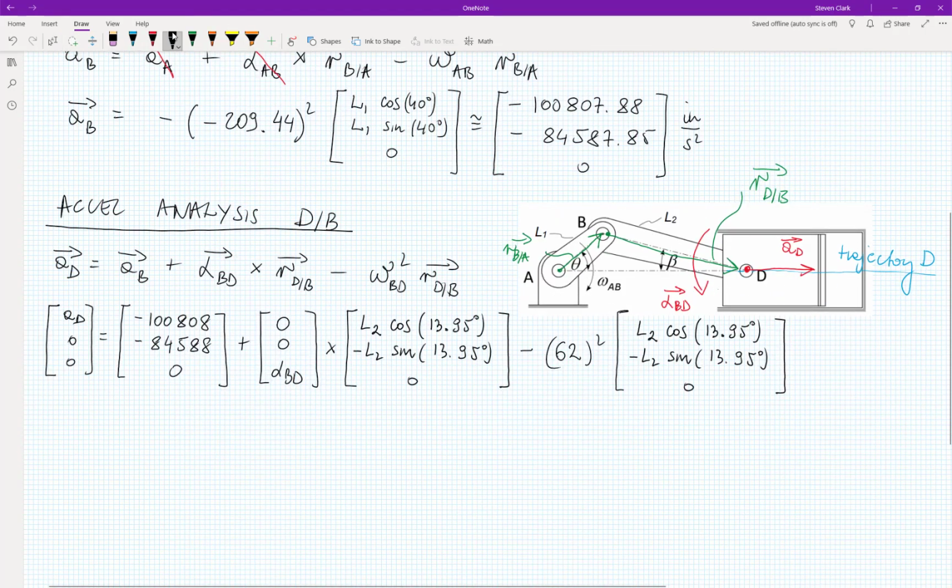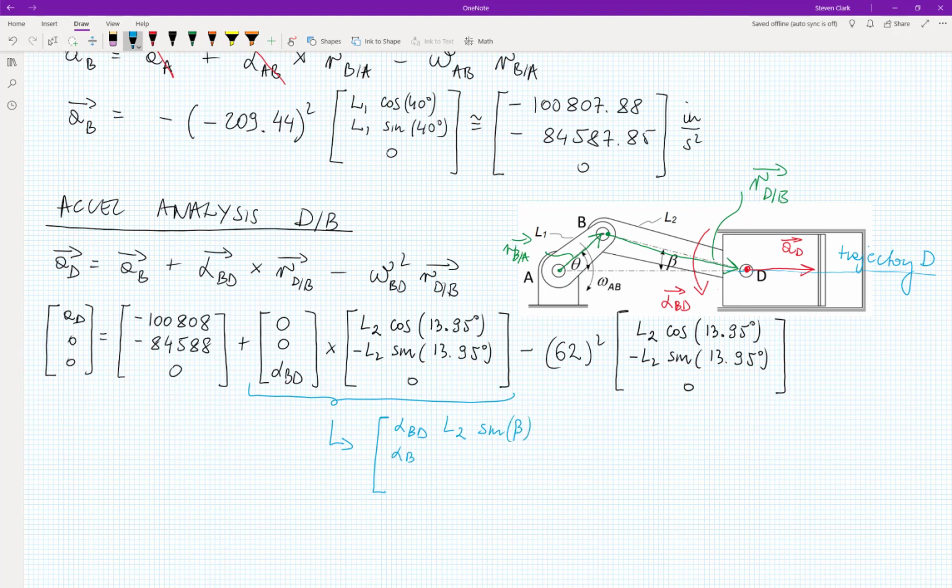So let's simplify our vector expression, and we will end up with, first of all, the determinant. Pardon me. This determinant, if you want to solve it, you will end up with alpha BD L2 sine beta, alpha BD L2 cosine beta, where of course beta is 13.95.